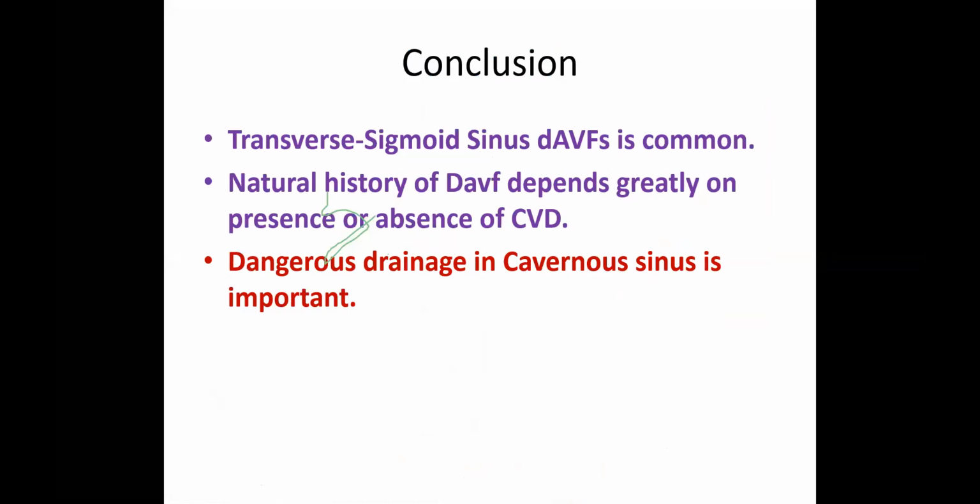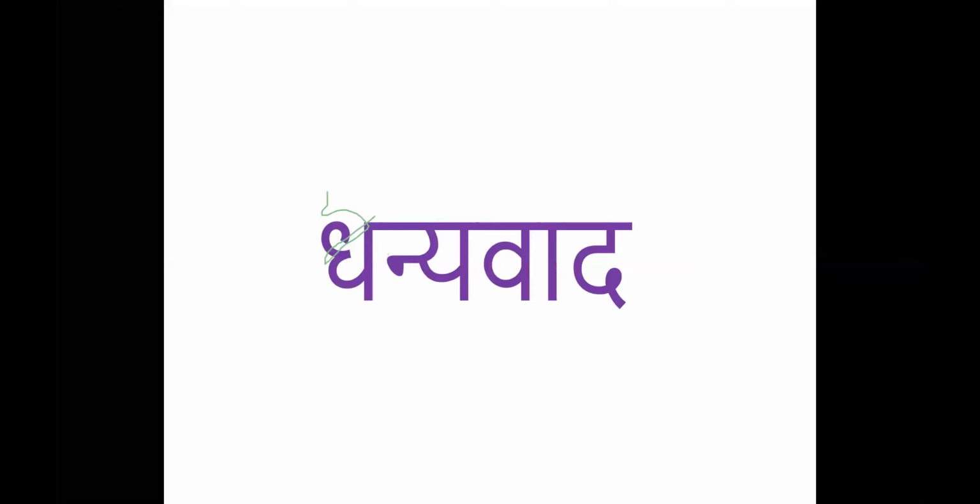So with this, I'd like to conclude. Transverse sigmoid sinus dural AVF is very common. The natural history of dural AVF depends greatly on the presence or absence of CVD. And the important thing is that dangerous drainage, the cameral sign, is very important. Thank you.